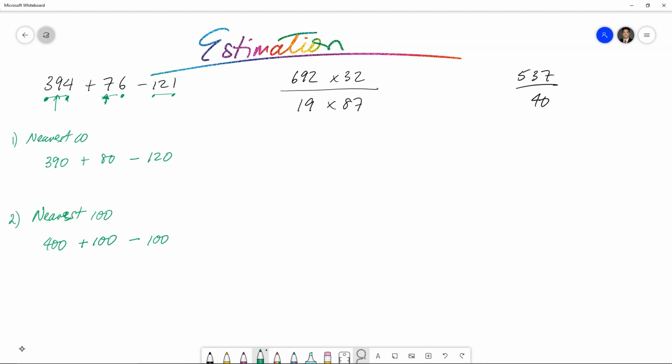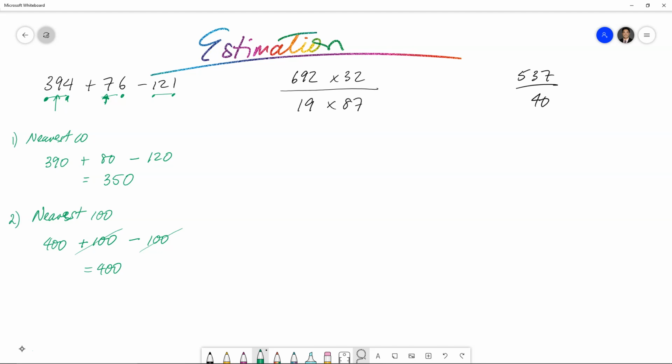Okay, so we can automatically see that if we're dealing with the hundreds, it's a lot easier. We can see that the 100 minus 100 just cancels each other out. So that's going to be 400 as our estimated value. Okay, and then if we do the maths on this one here, 390 plus 80 is 470. And then 470 minus 120 leaves us with 350. So both are estimated values, but depending on how you round it off will give you a slightly different result.